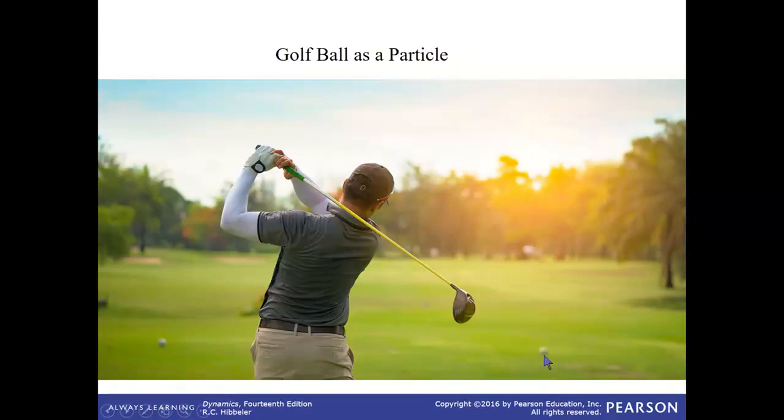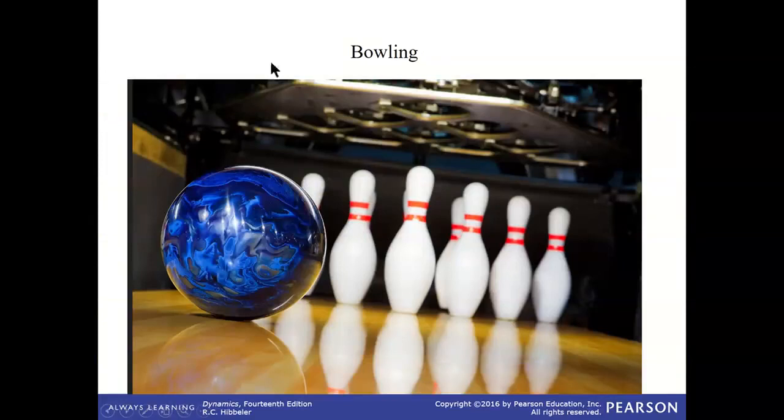Now we can consider the golf ball as a particle in this slide. For example, when a player applies force on the golf ball using the club, the club does some work on the ball, and that changes the kinetic energy of the ball, which we can calculate by applying the work energy principle. But in this example, the game of bowling, we need to consider the ball as a rigid body rather than a particle.